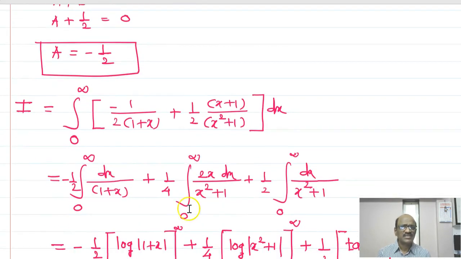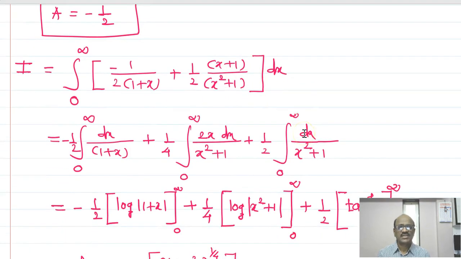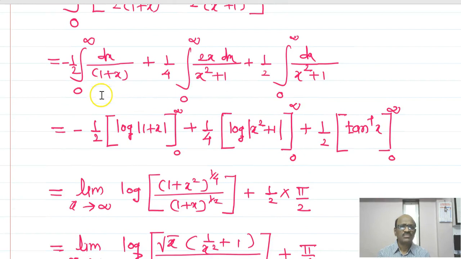Now again, that is a different type of example. Since the limit is 0 to infinity, after the substitution you are getting minus 1 upon 2 times 1 upon (1 plus x) plus 1 upon 2 times (x plus 1) upon (x squared plus 1) dx. Now to solve this, it is the log form, that is minus 1 upon 2 log of (1 plus x) from 0 to infinity, plus 1 by 4 log of mod of (x squared plus 1) from 0 to infinity, and this is a very simple integral, that is the tan inverse of x form.